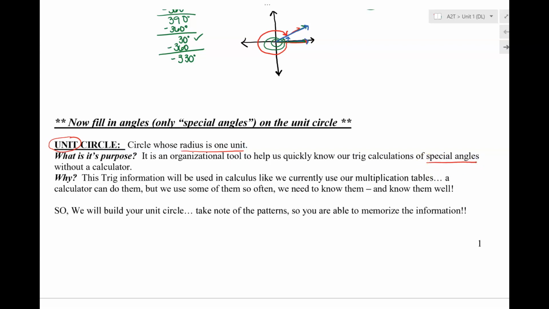Why is this important? Well, think about our multiplication tables. We need to know super fast, because we use it all the time, what 9 times 9 is. 81. What's 10 times 12? 120. All these things that we know super fast. We don't have to go back and look at our multiplication tables. Well, that's the idea behind the unit circle. It's used in calculus often so that we know them and we know them well. We don't need a calculator to do them.